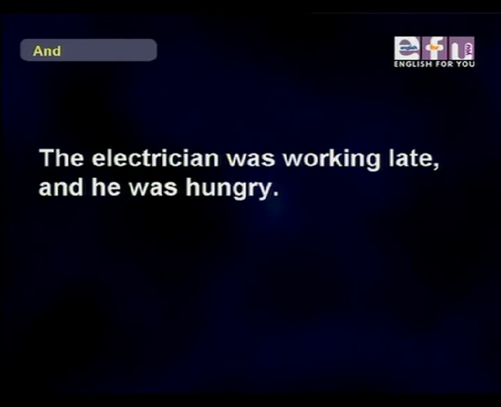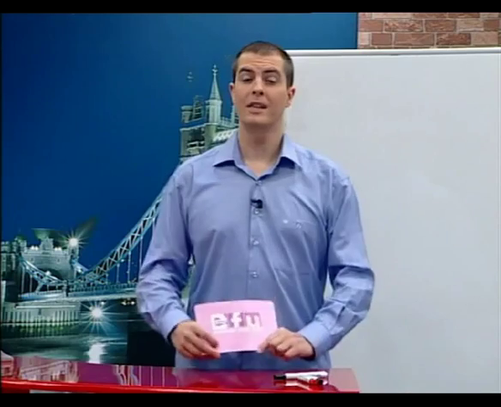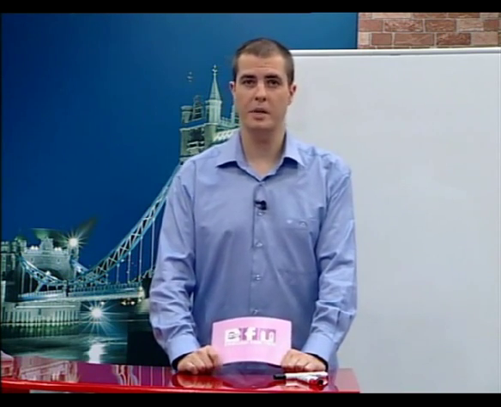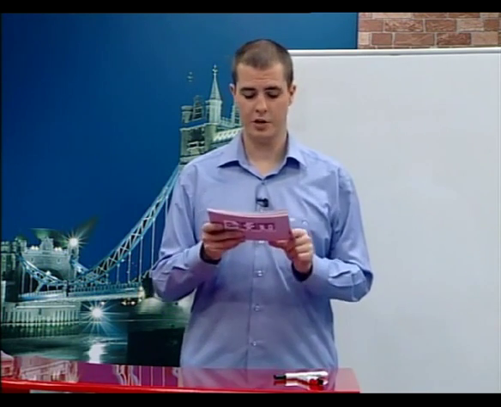The electrician was working late, and he was hungry. It was raining hard, and the carpenters weren't able to work. Well, in these two sentences, and is used to connect two independent clauses. Both clauses have a subject and a verb and could be sentences on their own. Now, usually a comma precedes the conjunction.